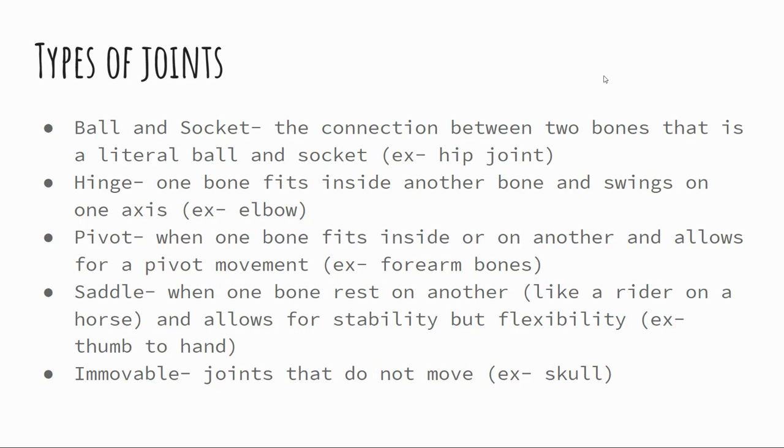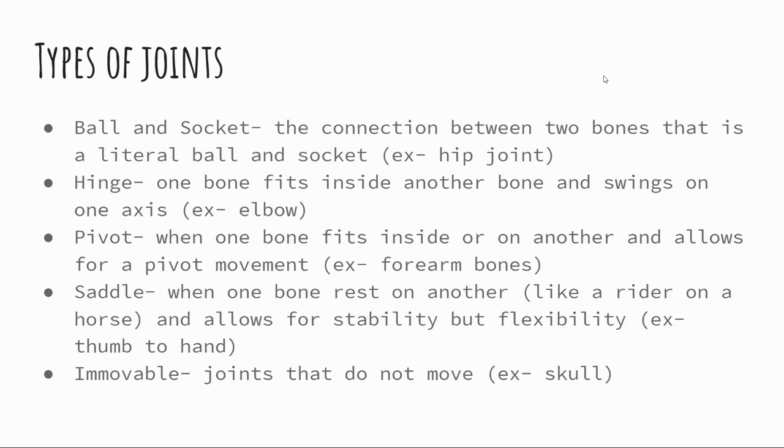All right, types of joints. There are 5 types of joints in the skeletal system. First one's going to be the ball and socket. And this is the connection between 2 bones. That is a literal ball and socket, and the best example of this is the hip joint. And we'll show you a picture on the next slide. Then you have a hinge joint, and this is when one bone fits inside another bone and swings on one axis. The example is your elbow.